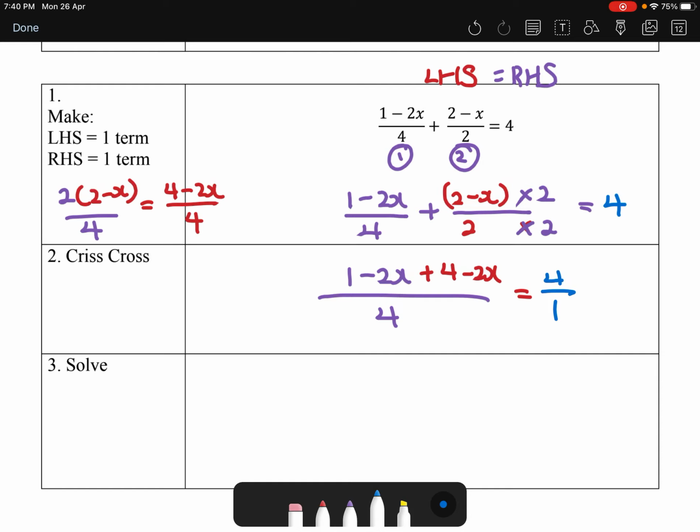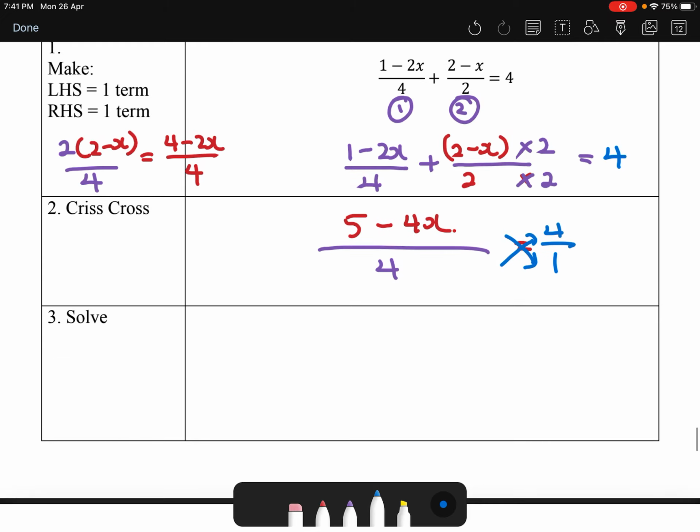After that, I simplify my left hand side first before I crisscross. Minus 2x plus minus 2x is minus 4x. Let me erase first. So minus 4x. 1 plus 4 is 5. So it's just 5 minus 4x over 4. So I can do my crisscross. Notice that my left hand side is 1 term, right hand side is 1 term. So we can crisscross.